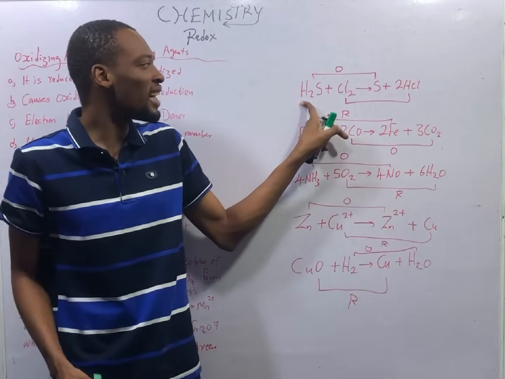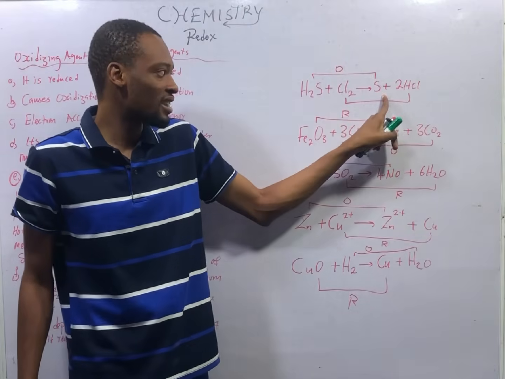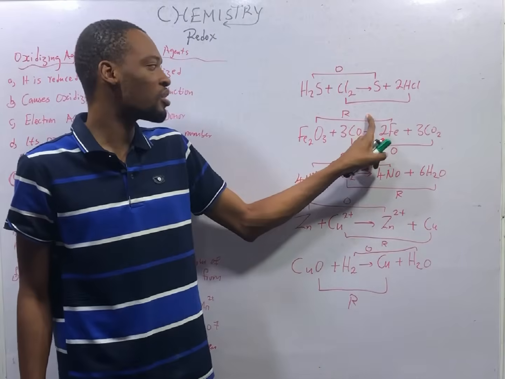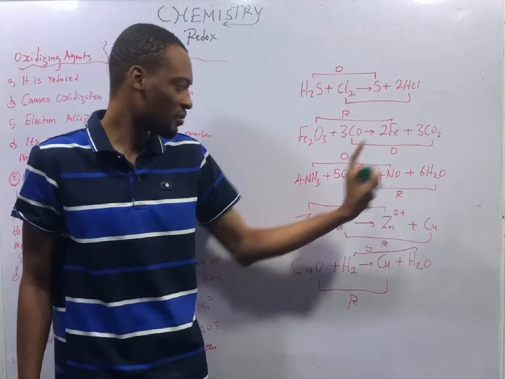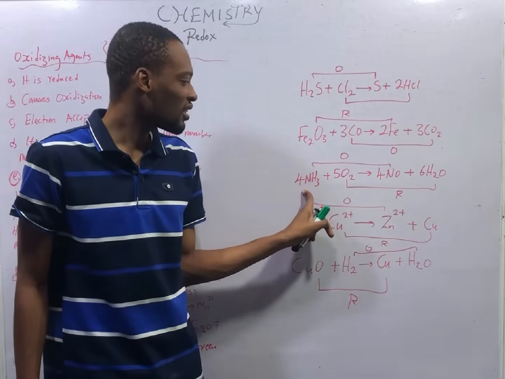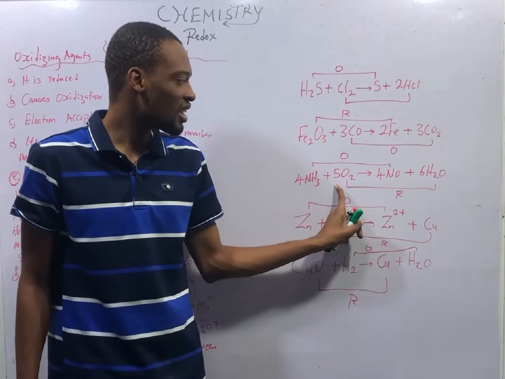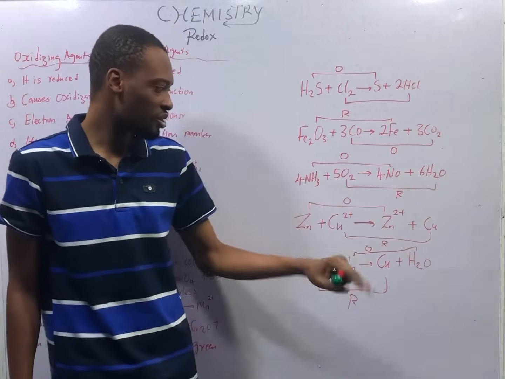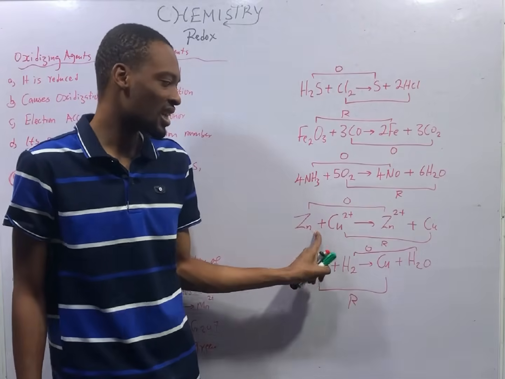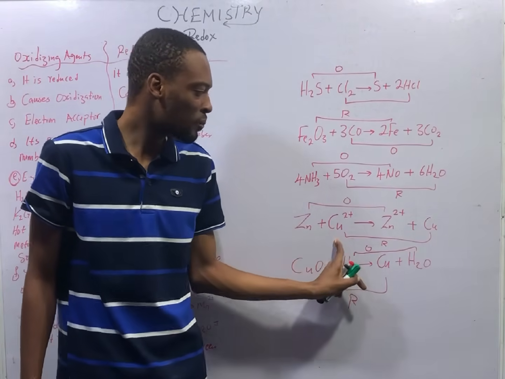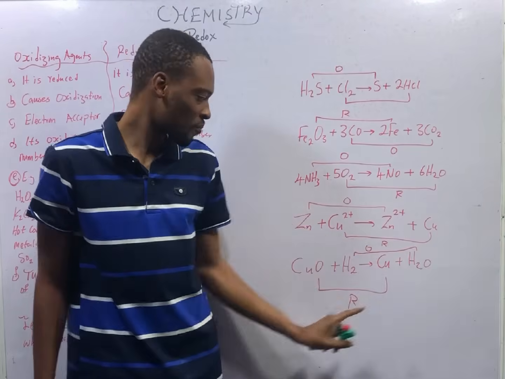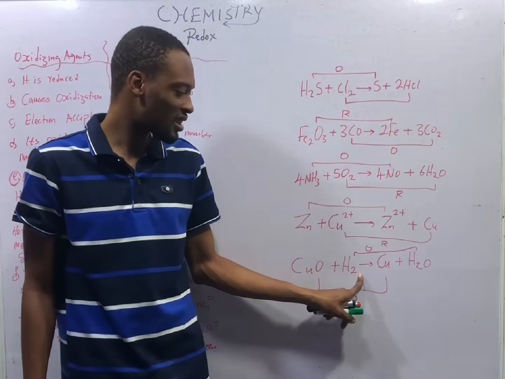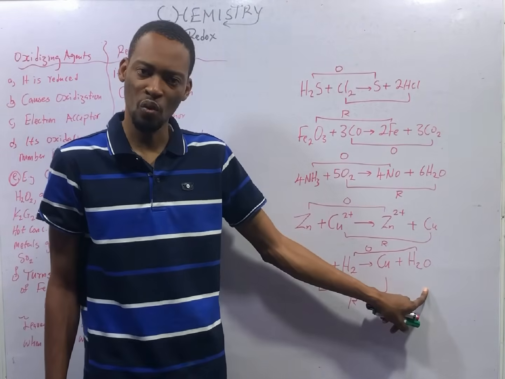Now look at it. In this place, we know that hydrogen sulfide is oxidized. From here to here, we know that iron(III) oxide is reduced while carbon monoxide is oxidized. From here, we know that ammonia is oxidized. Then oxygen has been removed because we have 10 oxygen here and just 6 oxygen here. It has been reduced. From here to here, zinc has been oxidized. Copper 2+ has been reduced to copper. From here, copper oxide has been reduced to copper, while hydrogen gas has been oxidized to give us water.